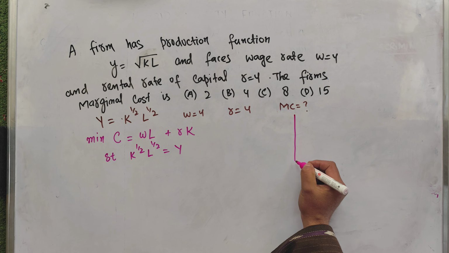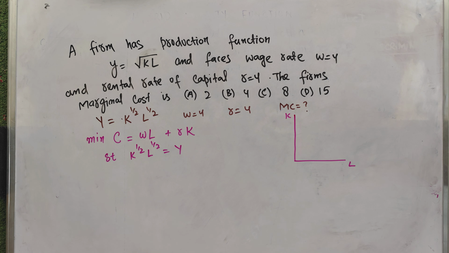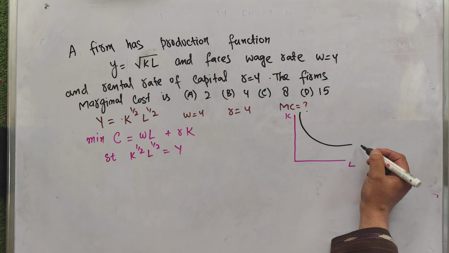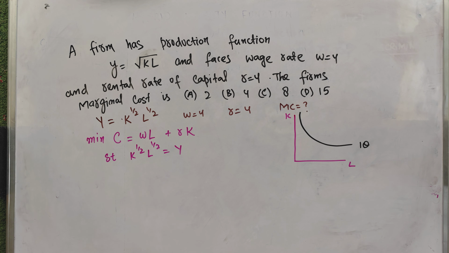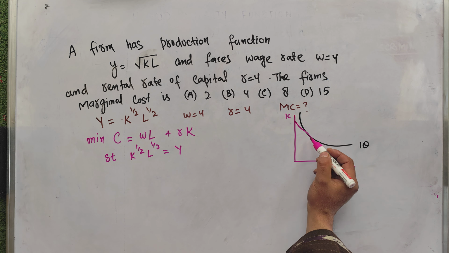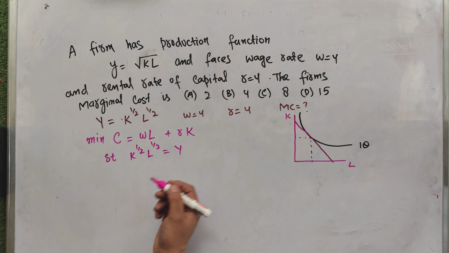Graphically, if we have labor on the horizontal axis and capital on the vertical axis, with the given production constraint, let us say this is our isoquant, we want to minimize the cost of producing. It will happen at a point where the isocost and the isoquant are tangent to each other. So let us first solve it.